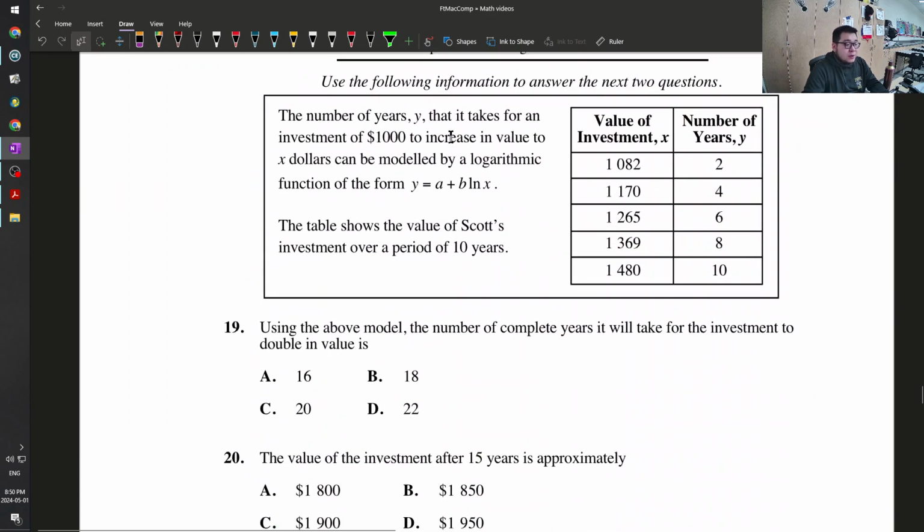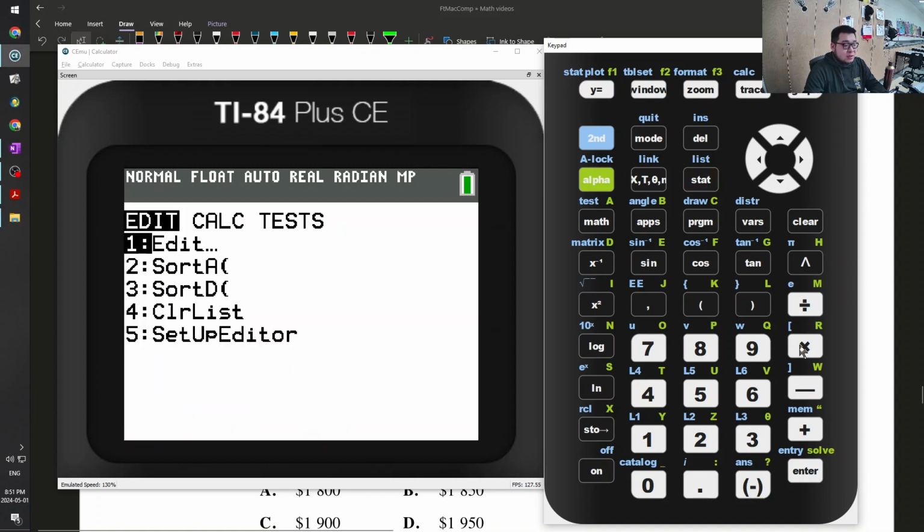Okay, use the following information to answer. The number of years it takes for an investment of $1,000 to increase in value by x dollars can be modeled by a logarithmic function in this form. This table shows the value of Scott's investment over a period of 10 years. Using the above model, the number of years it takes for the investment to double in value is... Okay, so put in this x on list 1, list 2, type it in, stat edit.